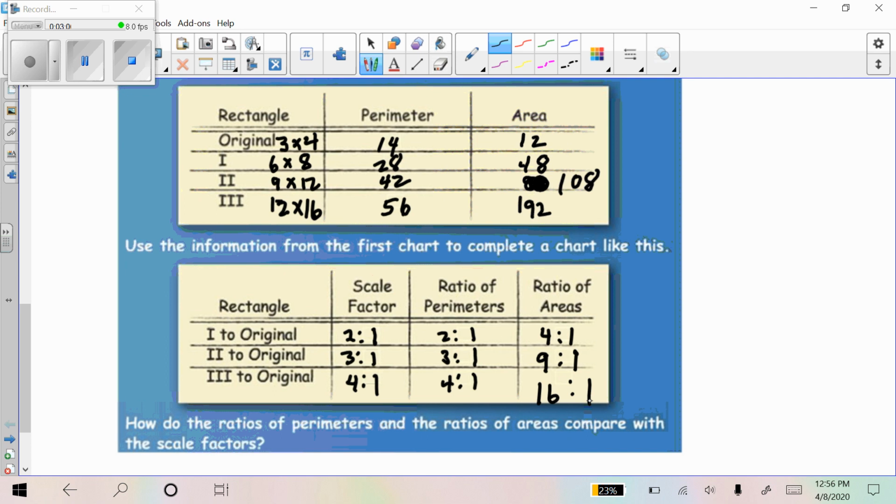All right, so how do the ratio of the perimeters and the ratio of the areas compare? Well, if you take the scale factor, the ratio of the perimeters will be exactly the same, but the ratio of the areas is the scale factor times itself, you might notice. So that's what we're going to use to help us figure out problems today of similar polygons.